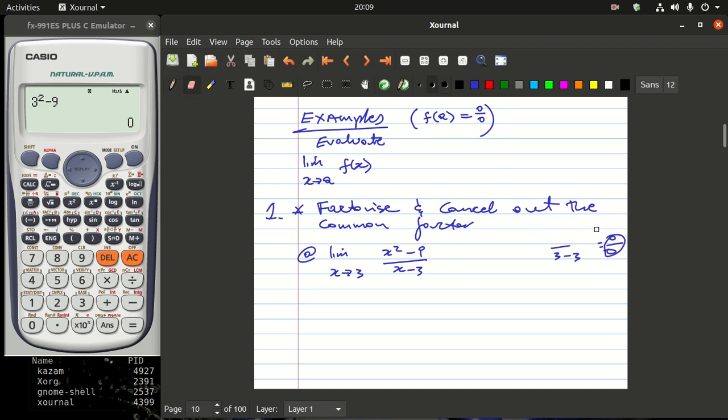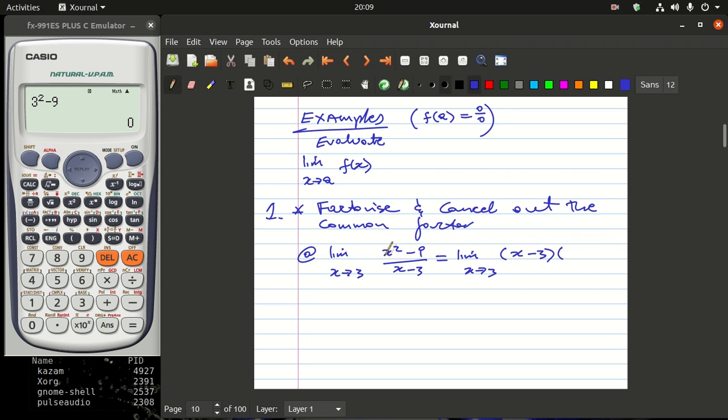So the first thing to try out is factorize and cancel out the common factor. If I am plugging in 3 here, of course I know that I'm getting a 0. So I'm still going to have a limit as x approaches 3. I am going to change the sign of this, so I still have an x. This was positive, so I'm going to have a minus here. Because this is making this equal to 0, then x minus 3 must be one of the factors of this.